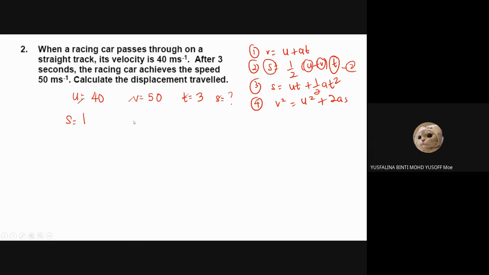And then like the first one, they have V, U, A, T, which means you use the first equation. So S is half, U plus V, multiplied by T. S you need to find. U plus V is 40 plus 50 and the time is 3. Then you just use your calculator. So this one you will get 135, right? 135 meter.